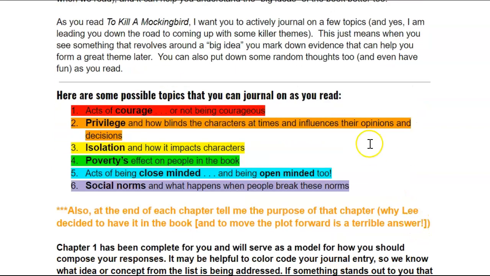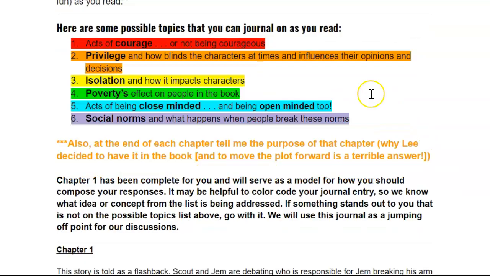Now, I've color-coded different topics. The reason is we are going to be writing a paper that does revolve around theme at the end of this unit, or at the end of this story. So what you may want to do is color code your responses, and maybe sometimes you reflect on something that's not one of these big ideas. That's okay. But for instance, I'll show you my example here.